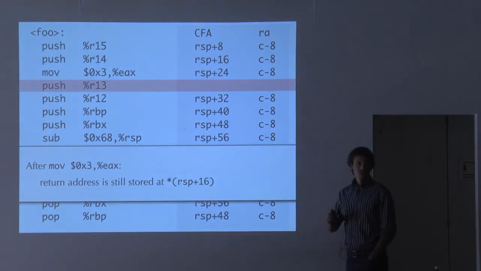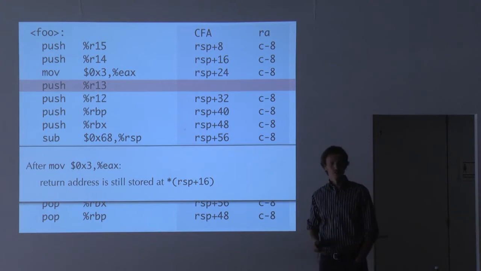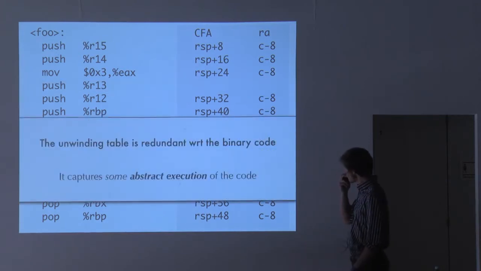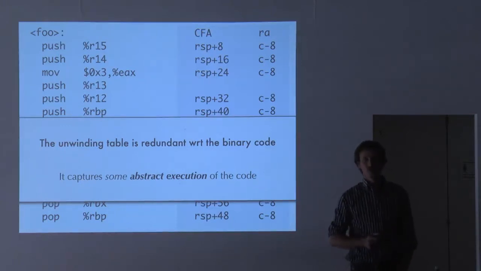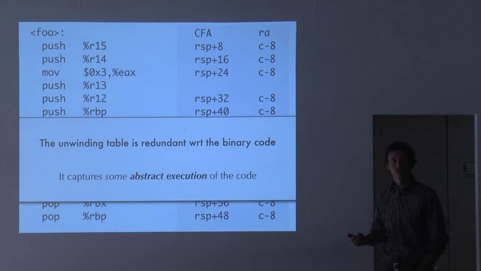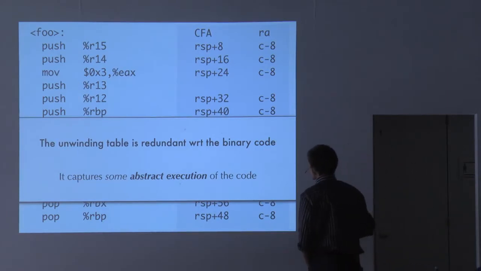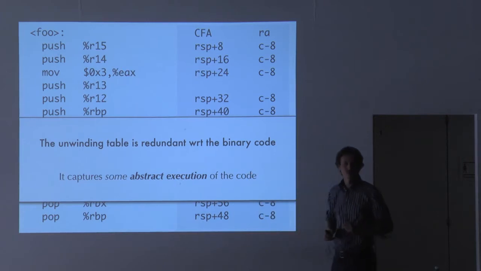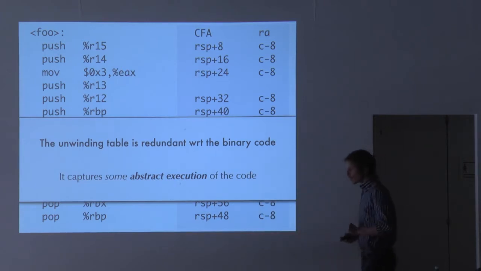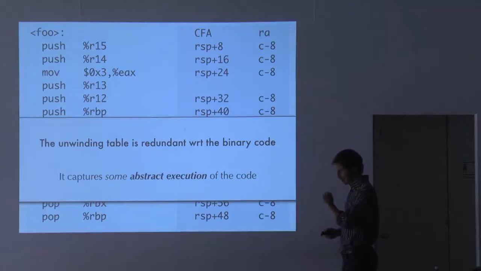So I believe that by now you can see how this goes. Okay? And you can remark that the unwinding table is actually completely redundant with respect to the binary code. It is completely defined by the binary code, and it captures some abstract execution of the code. Okay? So let's try to understand this a bit better.